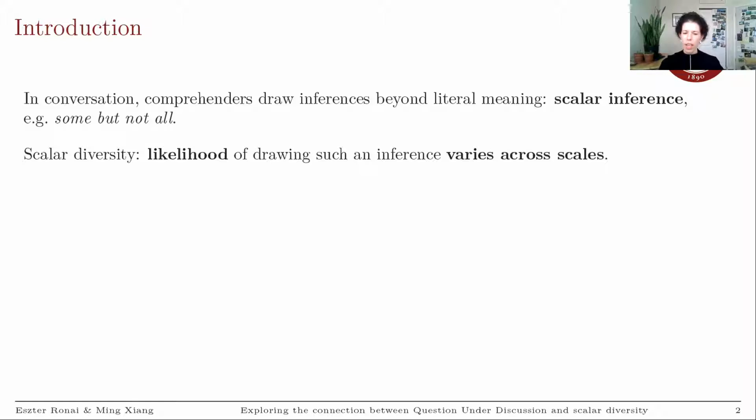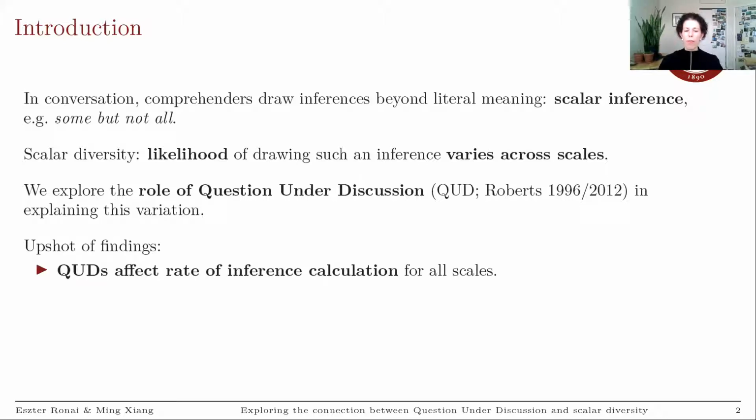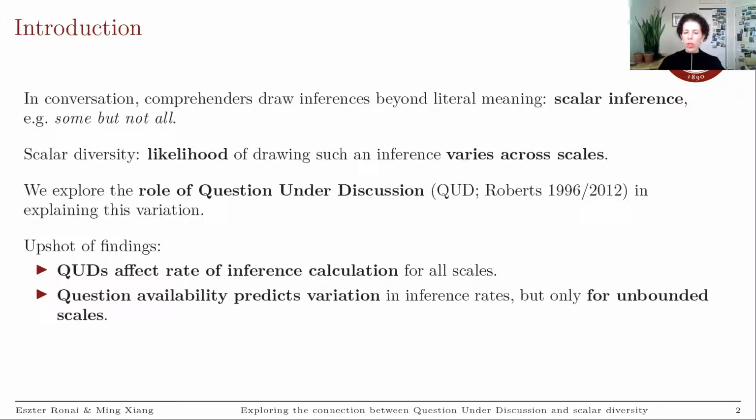In this project, we explored the role of the question under discussion, or QUD for short, in explaining this variation across rates at which the scalar inference is drawn. To give a brief summary of our findings, we will show that QUDs affect the rate of inference calculation from a large number of different scales. Additionally, we will show that question availability, which will be defined, predicts scalar diversity. That is, it predicts variation in inference rates, but only for unbounded scales.